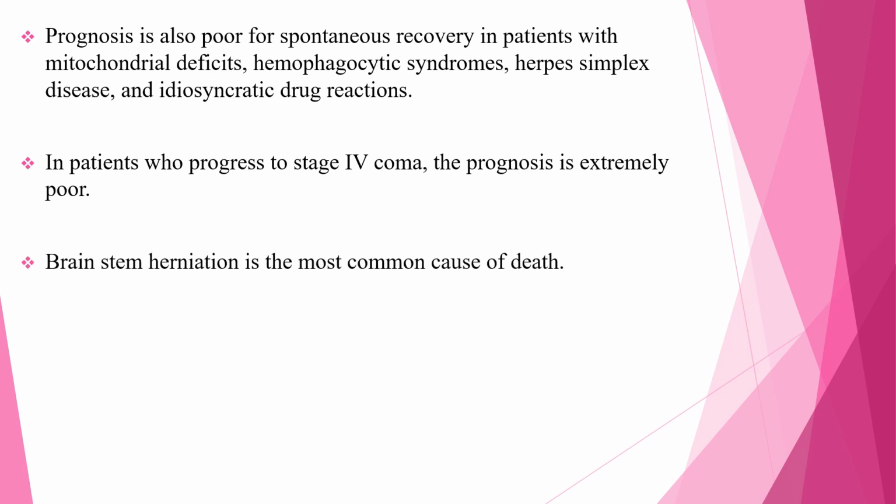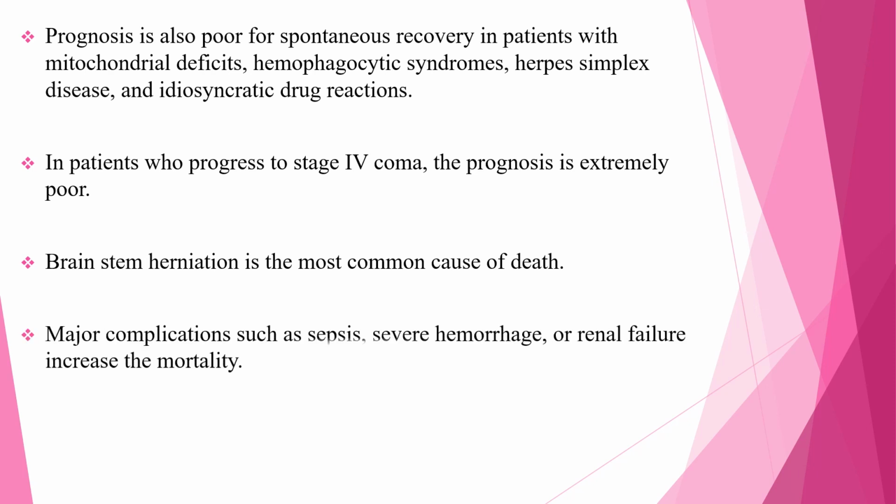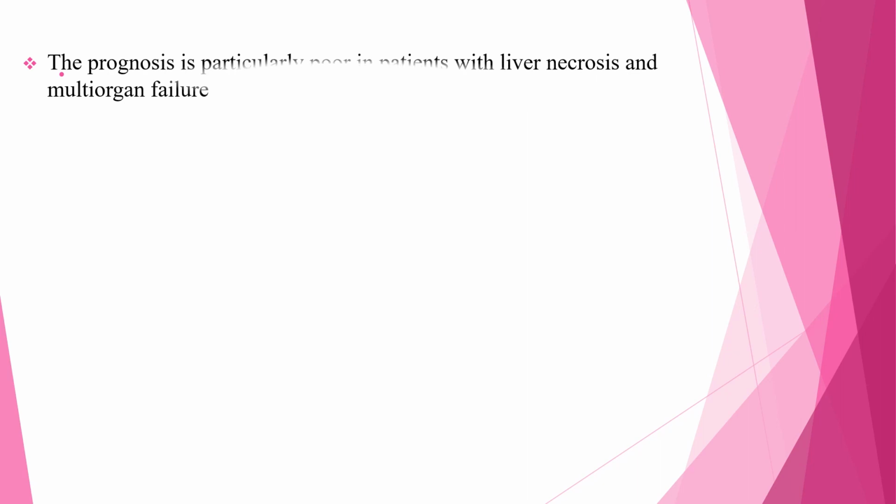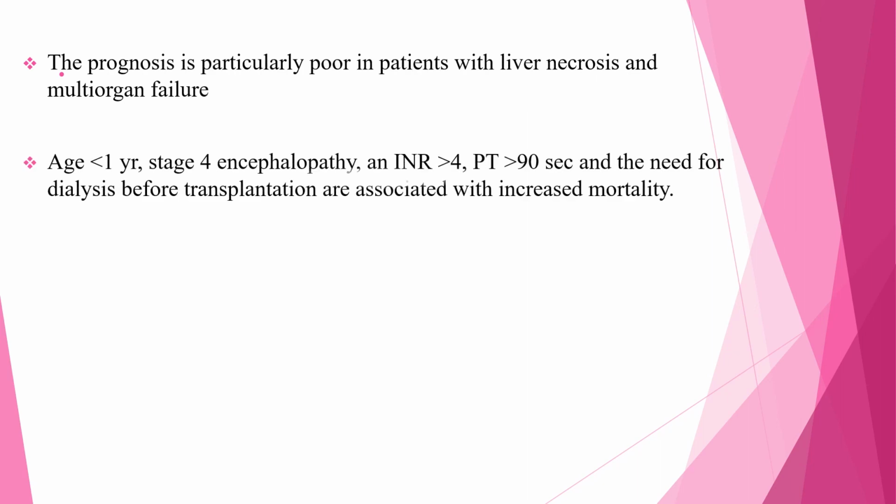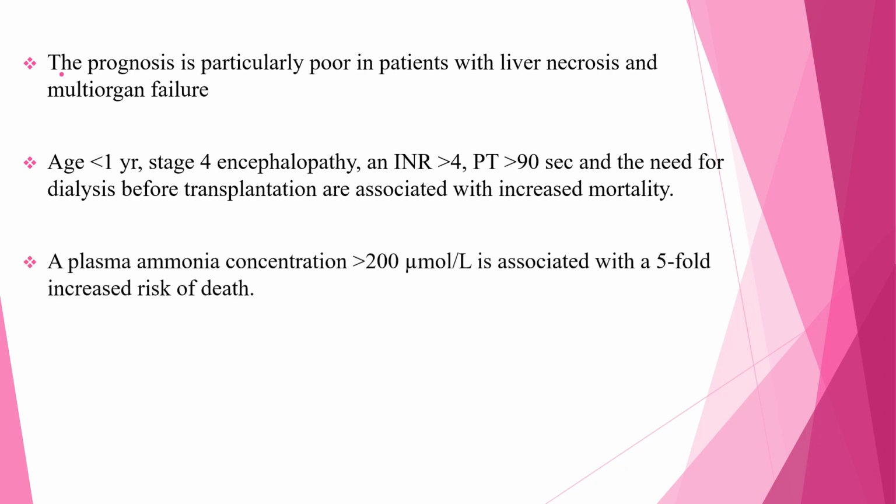Brainstem herniation is the most common cause of death in patients with acute liver failure. Major complications such as sepsis, severe hemorrhage, or renal failure increase the mortality. The prognosis is particularly poor in patients with liver necrosis and multi-organ failure. Age less than 1 year, stage 4 encephalopathy, INR greater than 4 or prothrombin time greater than 90 seconds, and the need for dialysis before transplantation are associated with increased mortality. A plasma ammonia concentration greater than 200 is associated with a 5-fold increased risk of death.